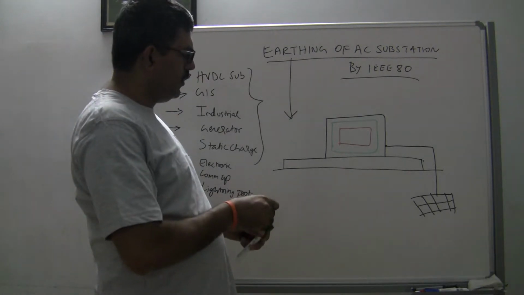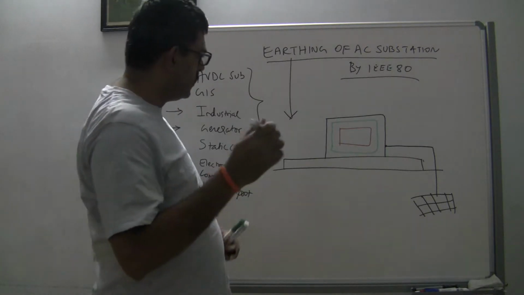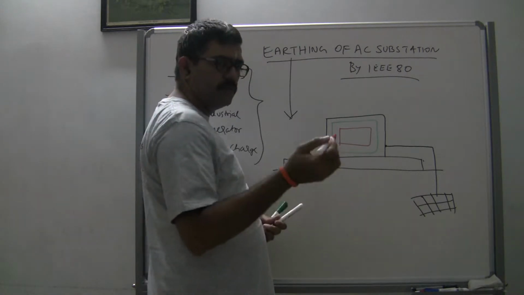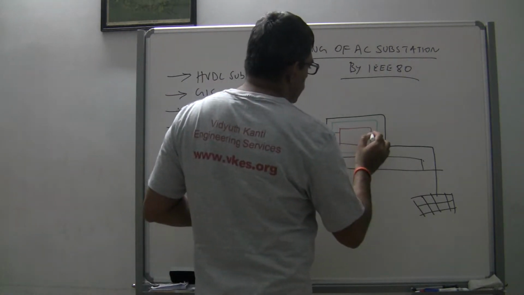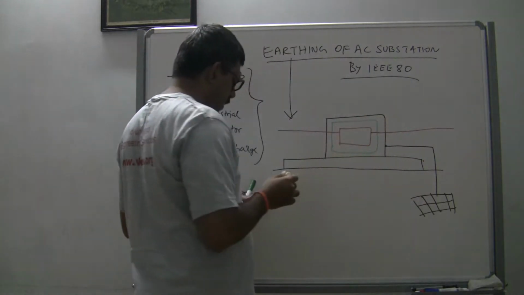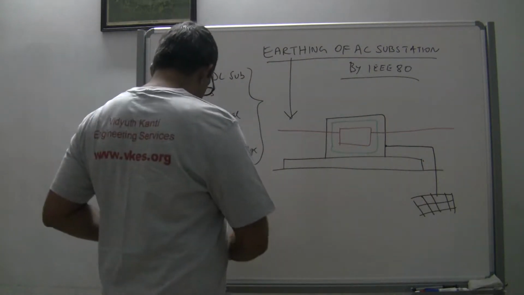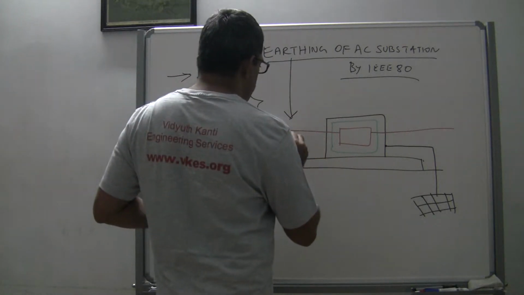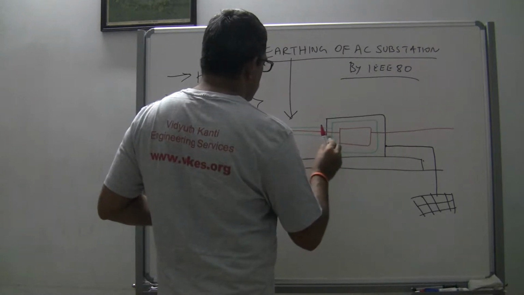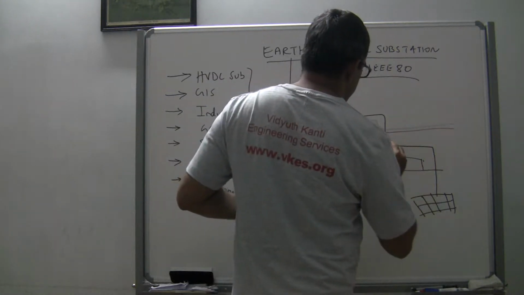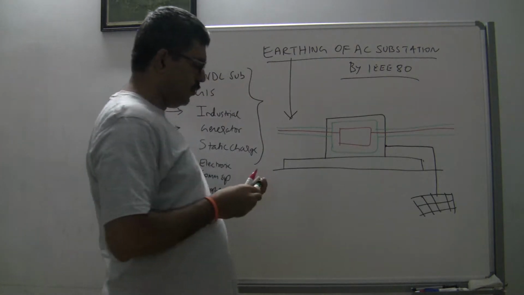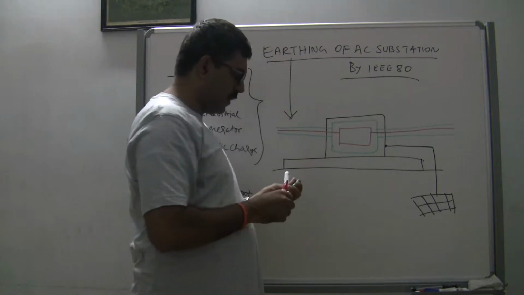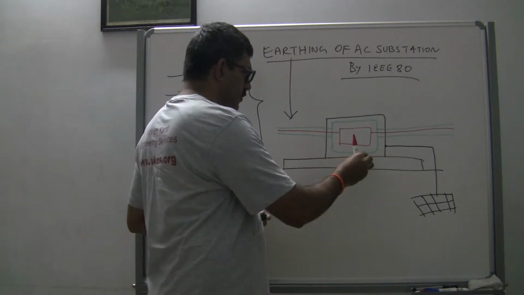Now, why do we do this? The reason is when energy flows in the form of electric current, energy flows from one place to the other place. What happens when energy flows from one place to another place? Under normal circumstances, there is absolutely no problem. The energy keeps flowing. Now, during a fault, what happens? There is a failure or the rupture of this insulation.